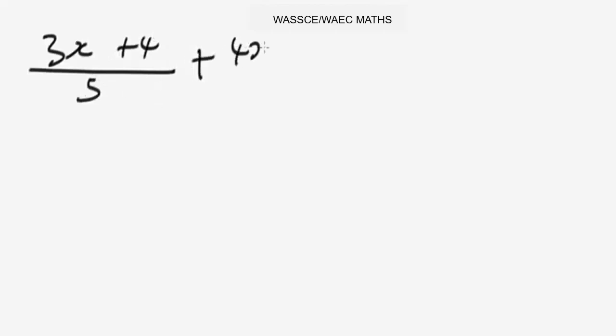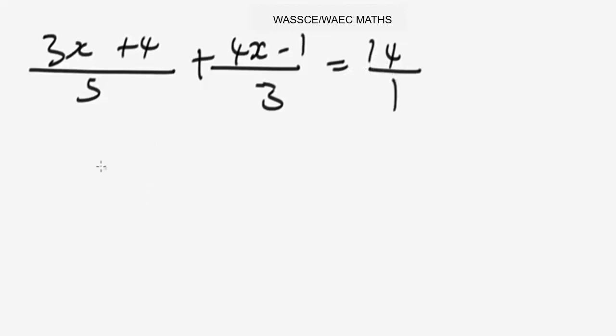If you're able to solve this example very well, you won't have problem again. Alright, so let's say we are given something like 3x plus 4 over 5 plus 4x minus 1 over 3 equals 14. Alright, so in this kind of example, that second method I showed you guys will be very, very useful. So we are going to make use of the second method to solve this kind of example because it's a bit easier and more understandable than the first approach.